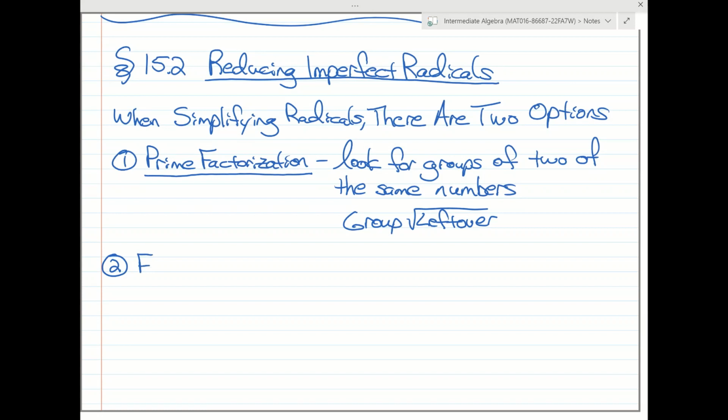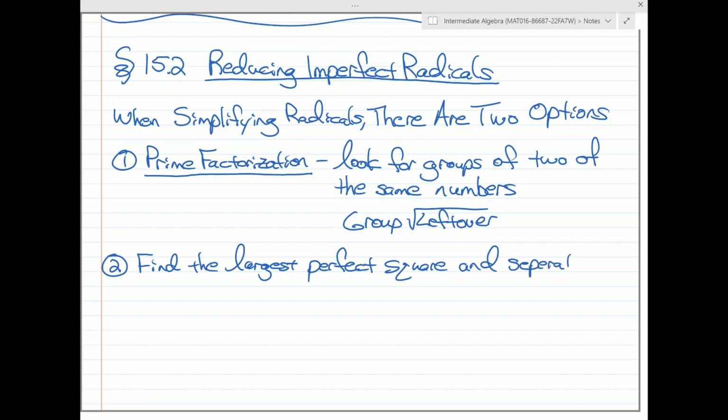The next one is to find the largest perfect square and separate it out. I'll explain what I mean by that in a second.